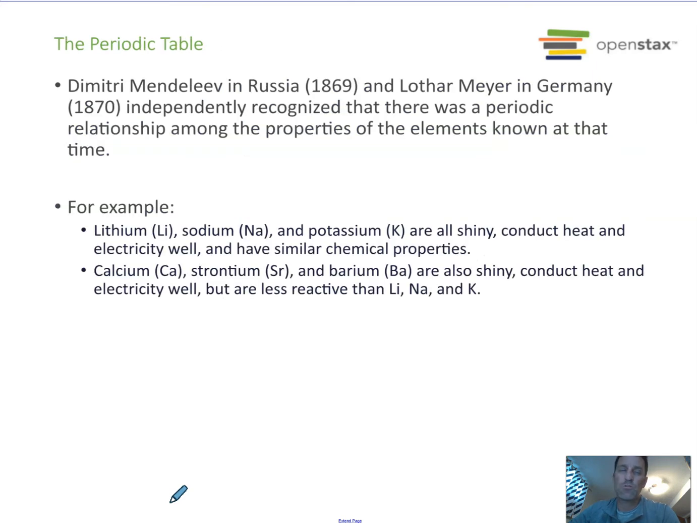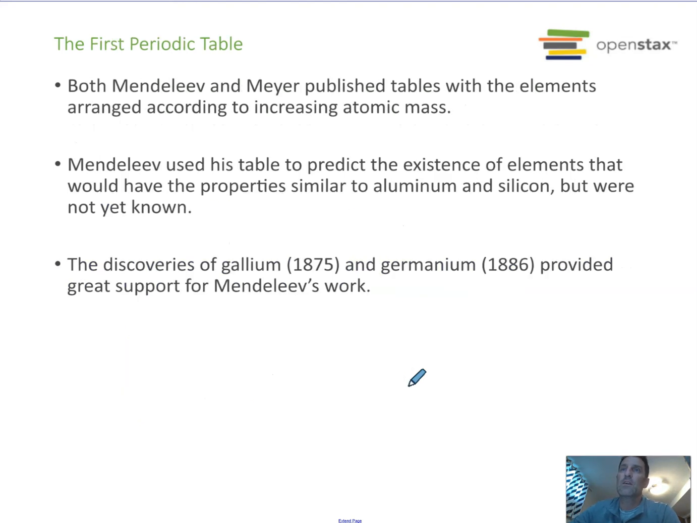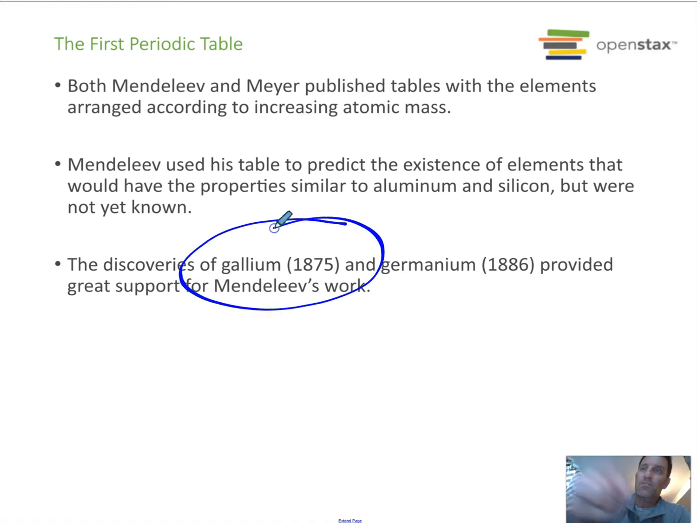Okay, I'm going to go over the periodic table super fast. Dmitri Mendeleev and Lothar Meyer are credited with arranging the periodic table in a way that makes sense. They took things that had similar properties and put them into vertical columns, and the ones that were heavier went lower. Both of them published tables with the elements arranged according to increasing atomic mass. Mendeleev used his table to predict the existence of elements that would have properties similar to aluminum and silicon but were not yet discovered. Once they discovered gallium, it fit exactly where Mendeleev thought, and that kind of sealed the deal that the periodic table was a good way to organize it, one that made sense and was justifiable through science.